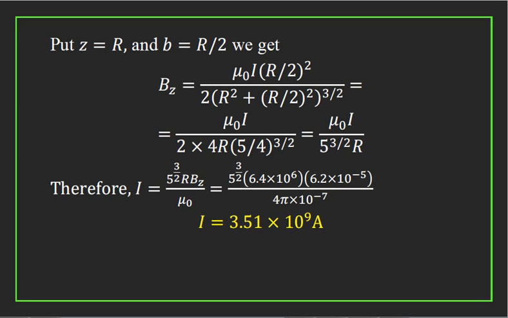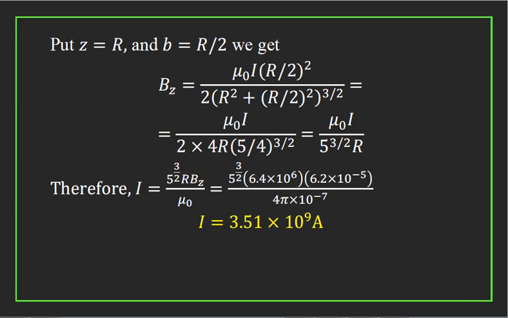We can take it as r by 2, because we will calculate only an approximate result. It is a possibility. So we can take b equal to r by 2. So we get Bz is equal to mu 0 I into b square, that is (r by 2) square, by 2 into (r square plus z square), where z square becomes r square, plus b square becomes (r by 2) whole square, raised to 3 by 2.